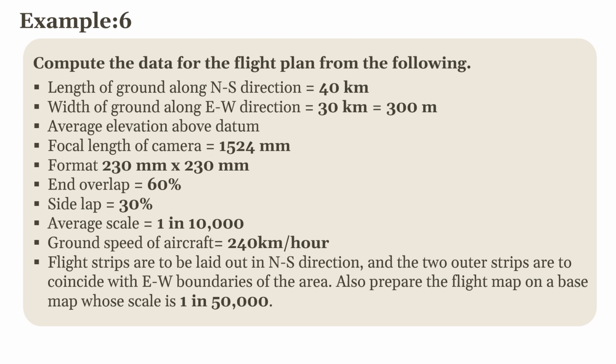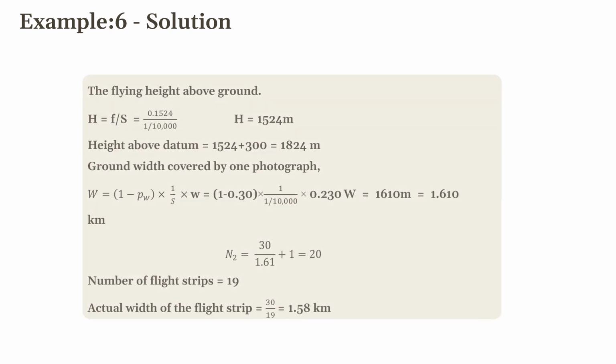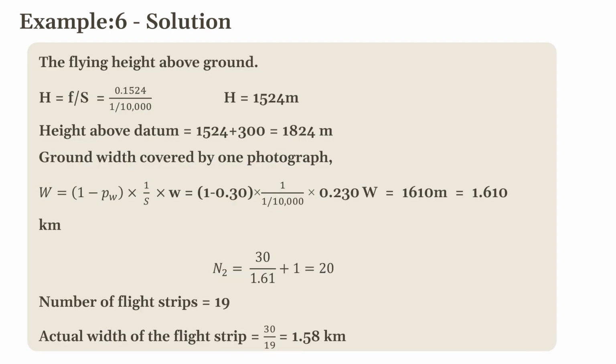Ground speed of the aircraft is 240 km per hour. Flight strips are to be laid out in north-south direction and the two outer strips are to coincide with east-west boundaries of the area. Also prepare the flight map on a base map whose scale is 1 in 50,000. The solution is, first step is finding the flying height above the ground.